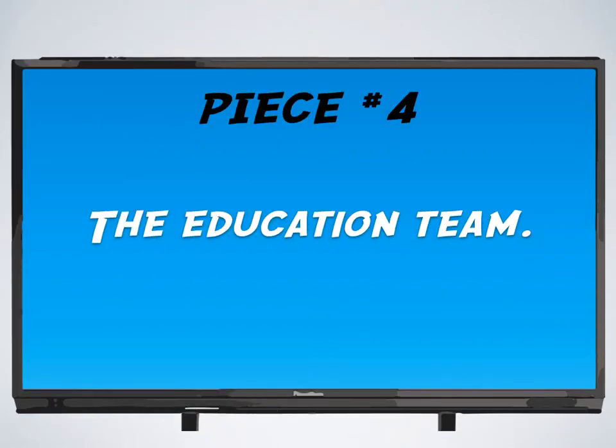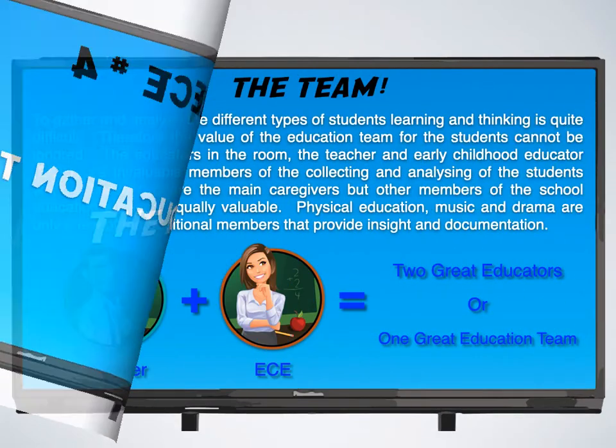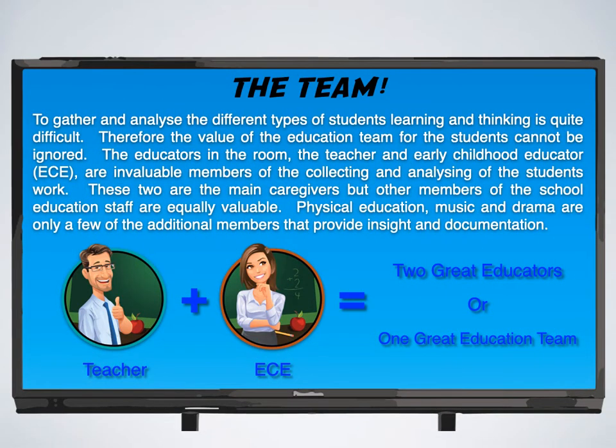Piece number 4, the education team. The team. To gather and analyze the different types of student learning and thinking is quite difficult. Therefore, the value of the education team for the students cannot be ignored. The educators in the room, the teacher and the early childhood educator, ECE, are invaluable members of the collecting and analyzing of the students' work.